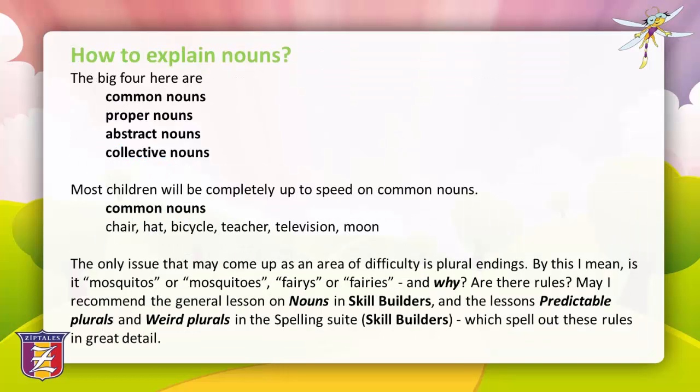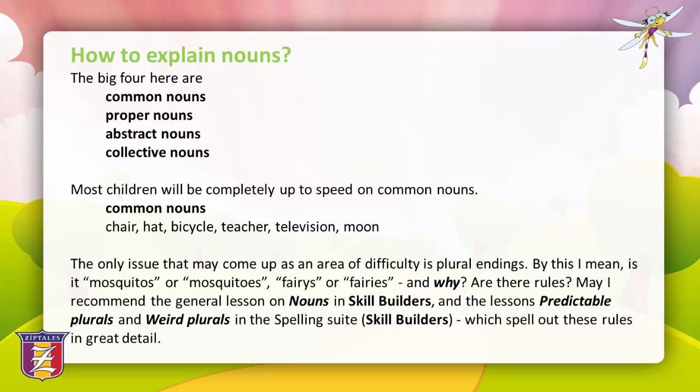How to explain nouns. The big 4 here are common nouns, proper nouns, abstract nouns, and collective nouns. For the sake of keeping everyone's brains clutter-free, I'm ignoring mass nouns: rice, air, milk, traffic. They are optional extras for extension. Most children will be completely up to speed on common nouns: chair, hat, bicycle, teacher, television, moon, etc.